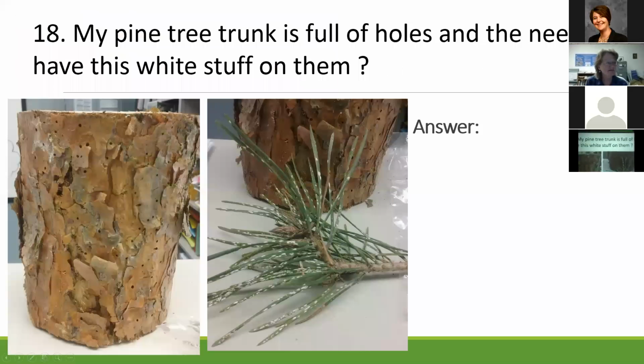Okay, my pine tree trunk is full of holes and the needles have this white stuff on them. What is it? Okay, to speed things along.